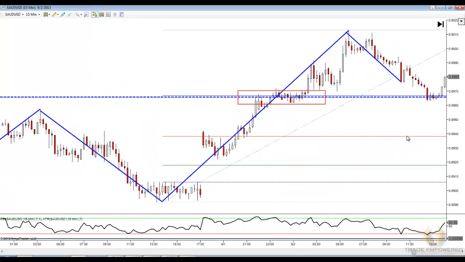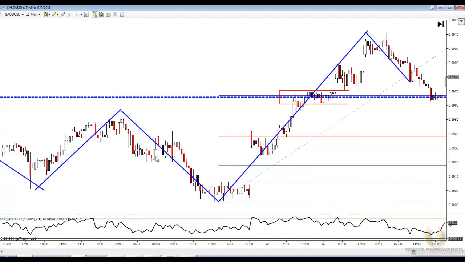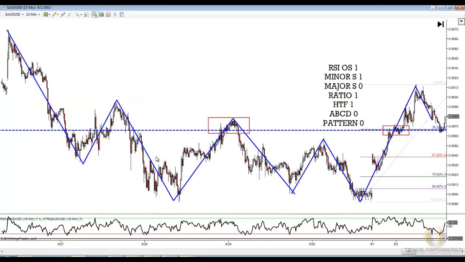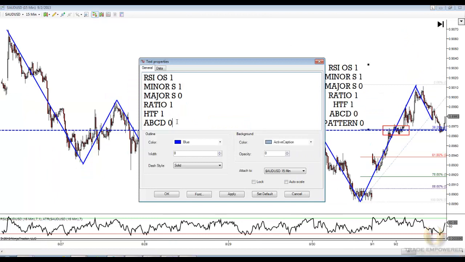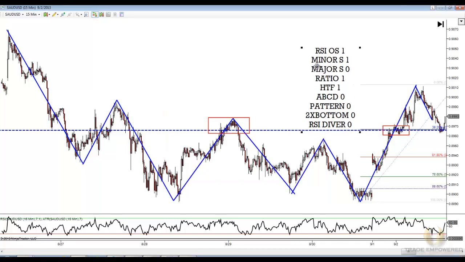Do we have an additional test of structure? No, we don't. We just have one test and the market basically goes sideways, so no. And do we have RSI divergence? No, we don't. So we're going to get zeros on our last two, for retest of structure, basically double bottom. Do we have that? No. Two times bottom, 0. RSI divergence, 0. And we can start adding up our CTS score.